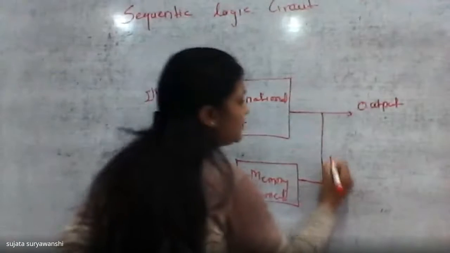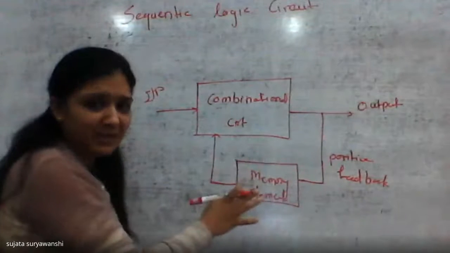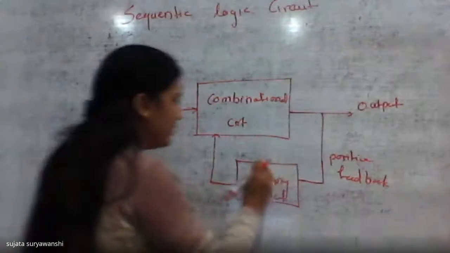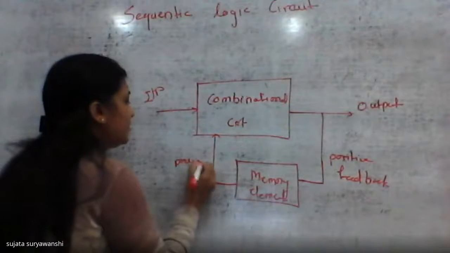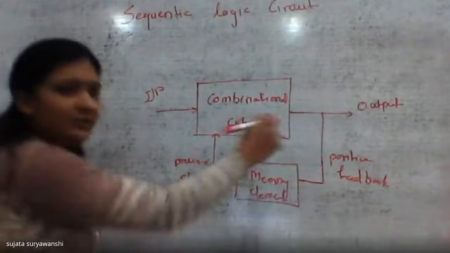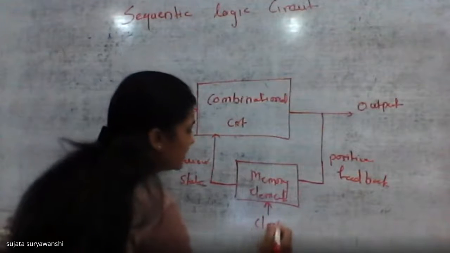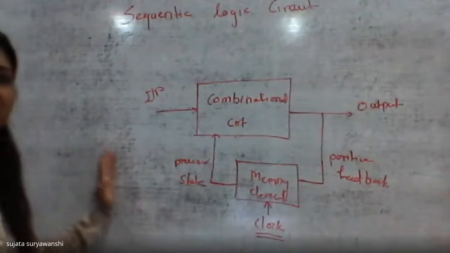Here, suppose this is positive feedback. If you want to store some data for further operations, that data is stored in the memory element. Not all output data is stored in the memory element. Some of the data is stored here, and that data is given back here. This is called the previous state, the previous state of output. And the memory unit uses a clock signal as the input. This is the complete block diagram of the sequential circuit.